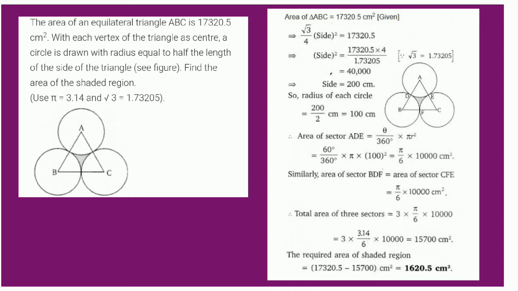Therefore, the required area of the shaded region is equal to area of the equilateral triangle, means 17,320.5 minus area of three sectors, that is 15,700. That's equal to 1,620.5 centimeter square is the required area.